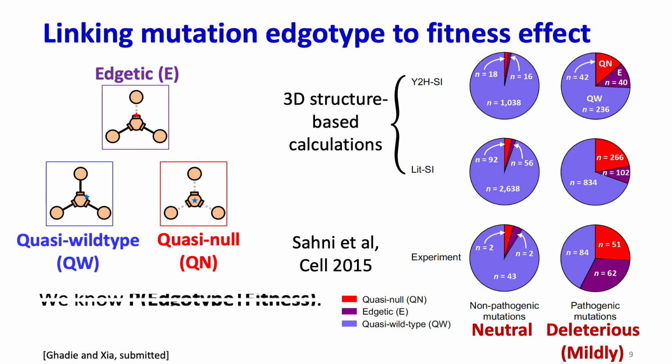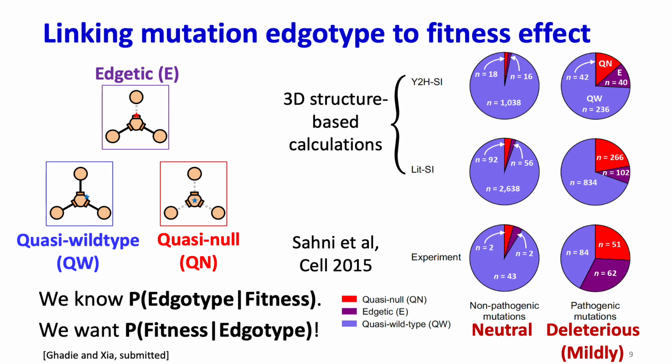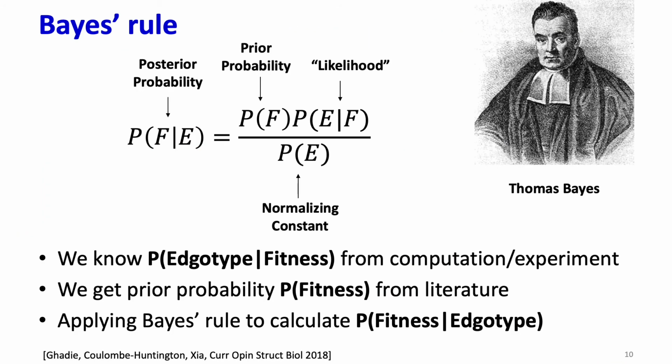If we make these assumptions, then the pie charts shown here tell us the probability of neutral and deleterious mutations belonging to each of the 3 edgotypes. In other words, probability of edgotype given fitness. But what we really want is the distribution of fitness effect for different mutation edgotypes. In other words, probability of fitness given edgotype. So we need to invert the two sides of the conditional probability. How do we do that? Well, it turns out that we can use the Bayes rule to invert the two sides of the conditional probability.